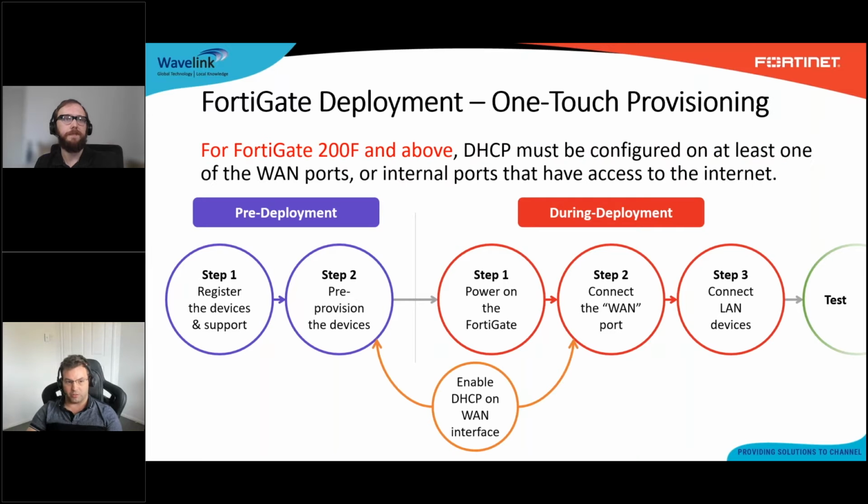The quirk with this is that if you have a 200F or above, the WAN interface is set to the IP address of 0.0.0.0/0, and it will never receive an address. So you need to log into the FortiGate and set up your internet connection. So it's not quite a single touch, but it is a simple process. You just have to configure your interface. Once the interface is configured and it's got internet access, then the 200F and above will then communicate with ZTP and get provisioned just like the rest of the process.